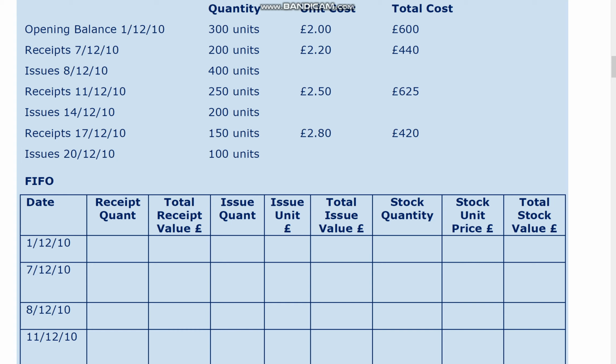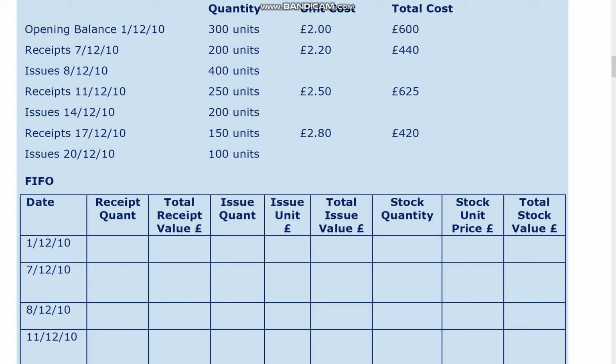So we are going to look at these few transactions to apply first in first out, last in first out, weighted average cost, etc. So please have a look at the information first before we start working through the methods. So opening balance means on the 1st of December, they had 300 units at the unit cost of £2, or whatever the currency it would be, at a total cost of 600. So 300 times 2 is 600.